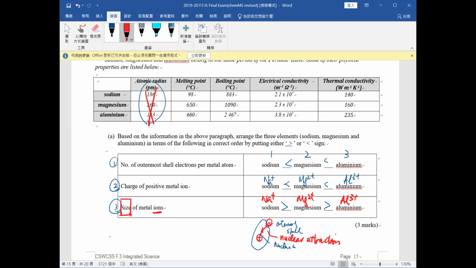Okay, first of all, about atomic radius. Atomic radius across the period decreases. Okay, the atomic radius of elements across the period decreases. From group 1 to group 7, group 0, they will drop. They will have a decreasing trend.